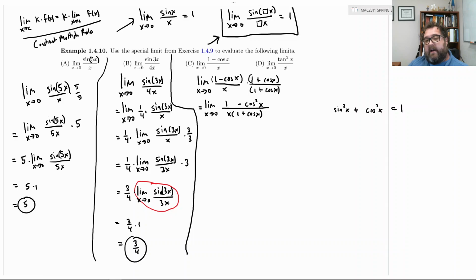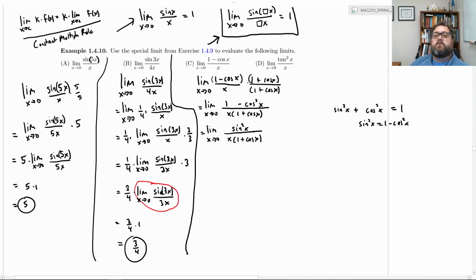But we have 1 minus cosine squared. So what if we subtract cosine squared from both sides? That'll give us sine squared equals 1 minus cosine squared. And just by substitution, we can say this equals the limit as x goes to 0 of, the numerator now is sine squared, and the denominator is still the same, so it's x times 1 plus cosine x. Okay?